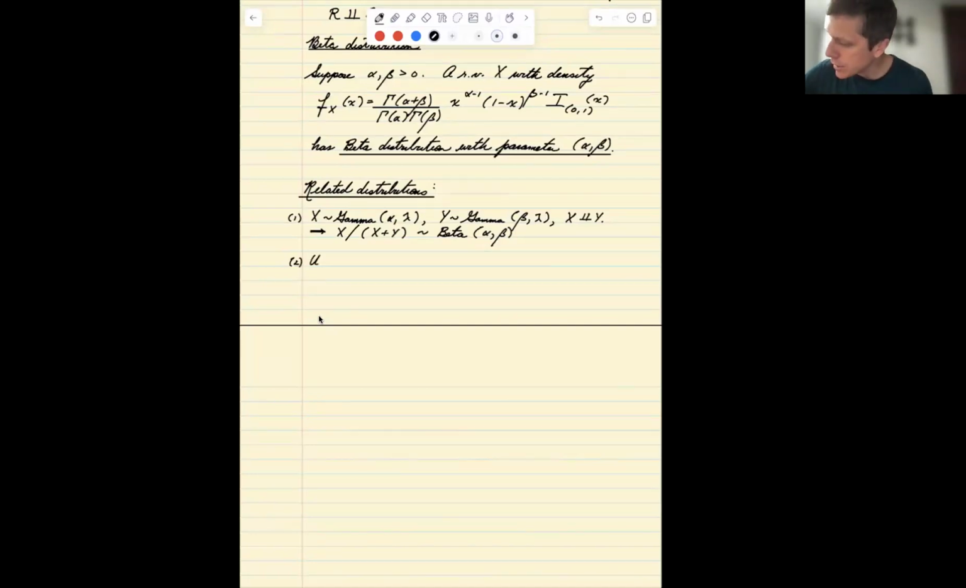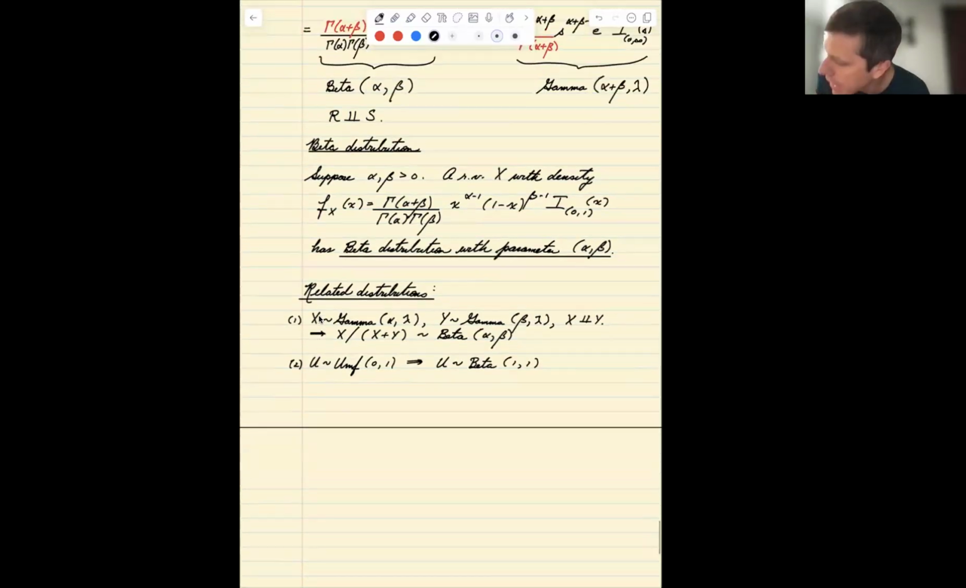Second observation is that if U is uniform(0, 1), then U is beta(1, 1). We can see that directly from this density, because if you put 1 in for alpha, this becomes x to the 0. 1 in for beta, this becomes 1 minus x to the 0. Those go away as 1. Gamma of 2, which would be gamma of alpha plus beta, is 1. Gamma of 1 is 1. So this whole thing is just 1 on the unit interval. Okay.